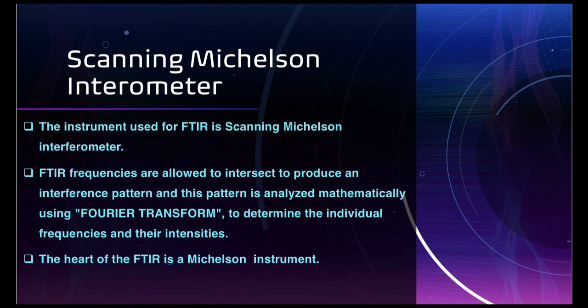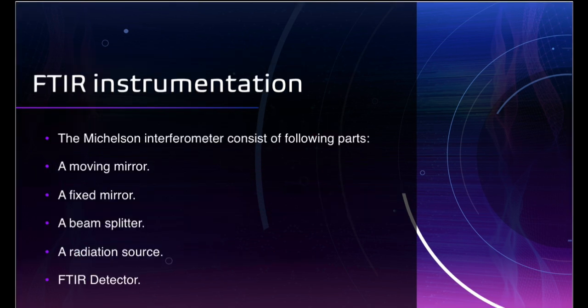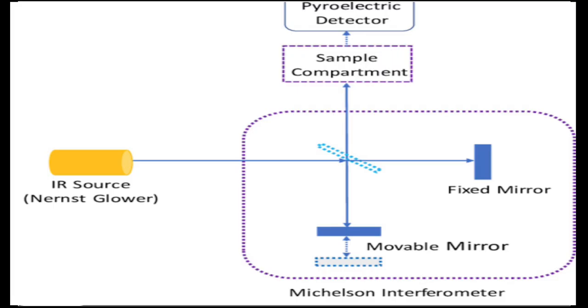In FTIR, frequencies are allowed to interfere to produce an interference pattern, and this pattern is analyzed mathematically, using Fourier transform, to determine the individual frequencies and their intensities. The heart of the FTIR is a Michelson interferometer. The Michelson interferometer consists of the following parts: a moving mirror, a fixed mirror, a beam splitter, a radiation source, and an FTIR detector.